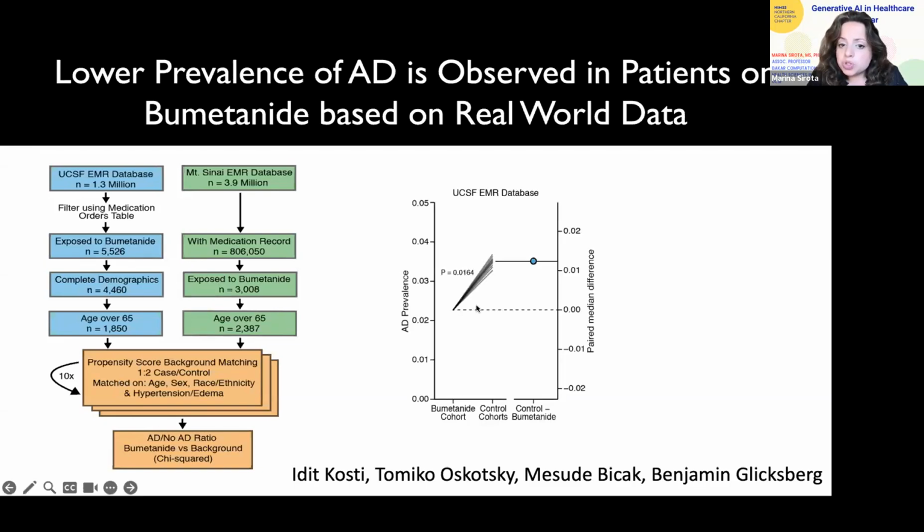We were able to show that patients on bumetanide, shown here, have a significantly lower prevalence of Alzheimer's than matched controls. Then we repeated the same procedure in an independent electronic medical record at Mount Sinai.